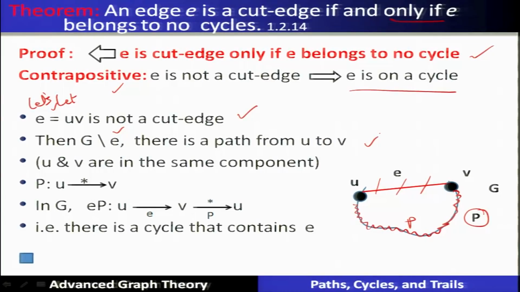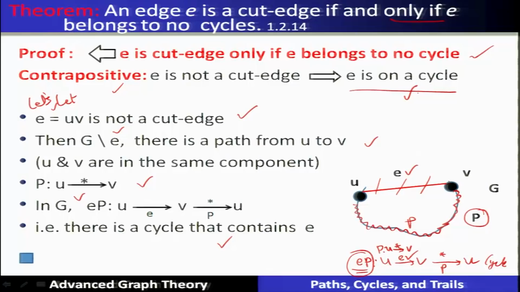This particular path we can represent as a path going from U to V, involving more than one vertex, because it is a path. So in the graph G, E followed by this particular path means from U, if we take this edge, we can reach V, and from V we can take this path and reach U again. This way we complete a cycle: if that edge followed by a path is formed, it will produce a cycle. And this cycle will contain E within it, so E will be on the cycle.